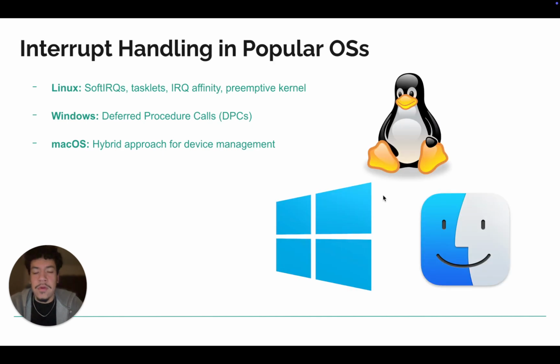In terms of real-world OS examples, Linux uses advanced interrupt handling with APIC and MSI support. Windows implements deferred procedure calls, or DPCs, for low latency handling, and macOS uses a hybrid approach for efficient device management.